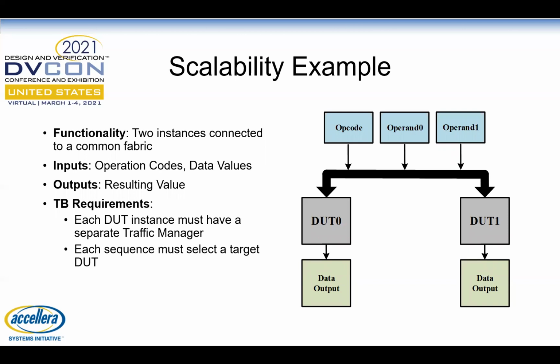There are many different possible configurations that the traffic manager can be used for. In this scalability example, there are 2 instances of the DUT with the inputs of each DUT connected to a common fabric. So we have DUT0 and DUT1 and our common fabric connecting those in black. The inputs on the fabric in this example are similar to the block level test bench, but it could have more inputs connected to the fabric. So we're going to use the same inputs, opcode, and 2 operands.